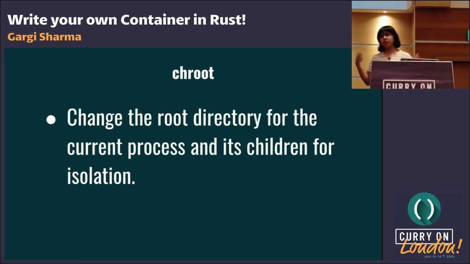Now I'm going to be talking about the Linux kernel features that help us build a container. One of the first features is chroot. What chroot allows you to do is change the root directory of the current process, and it's used for isolation. You can think of it as a jail where you can't break out of the jail. So you would know that it won't access anything else on the machine.